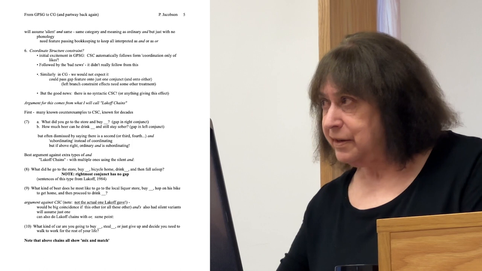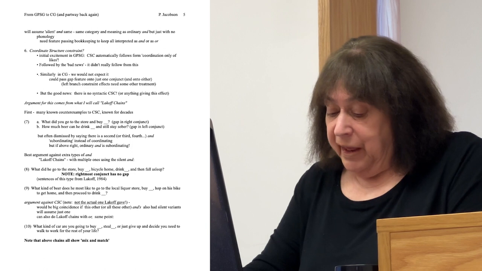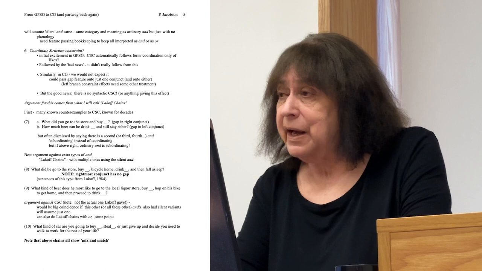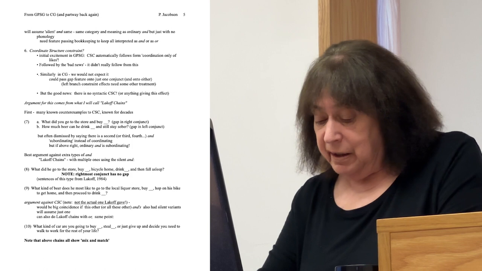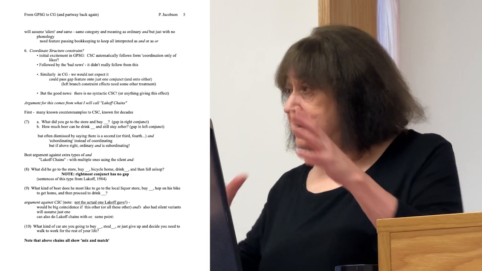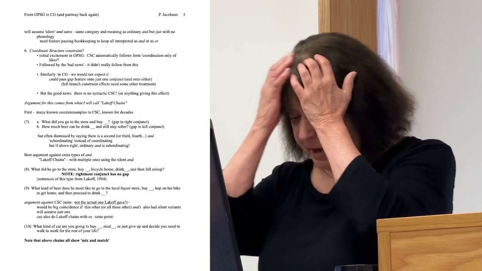So the next question I want to ask is whether there is a coordinate structure constraint. This was much talked about when GPSG first appeared on the scene. There was great excitement, because initially people thought that, wow, coordinate structure constraint effects follow automatically from coordination of likes, because something that's missing something is encoded as a different category. It says I'm missing something, and the other doesn't. That was the good news.